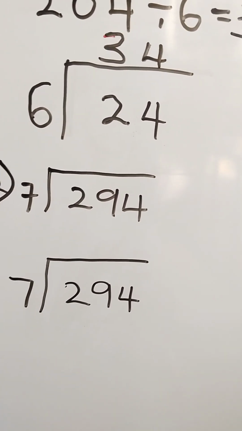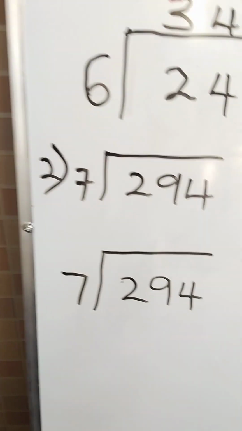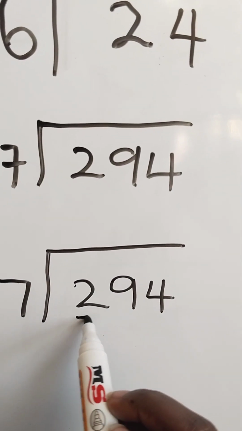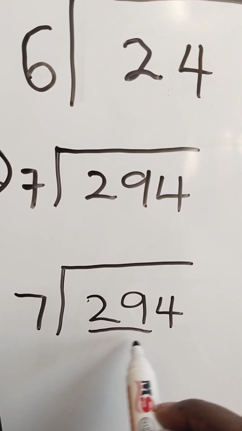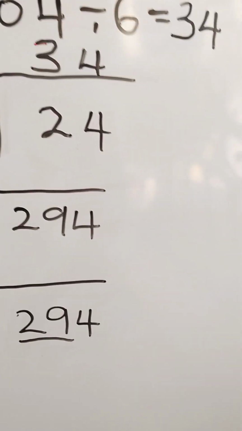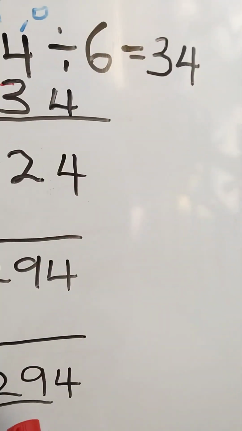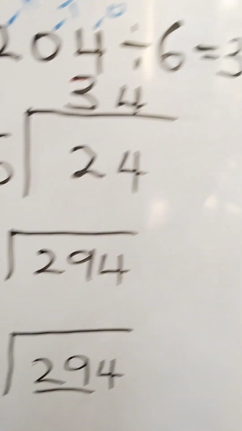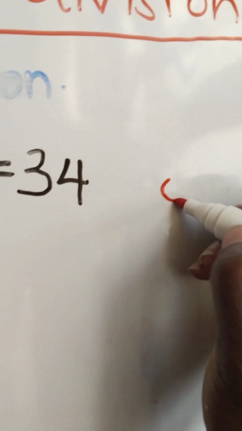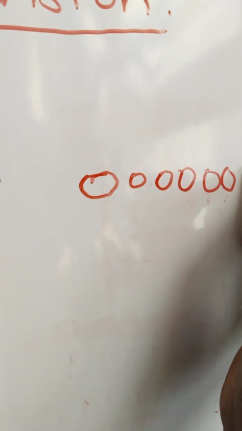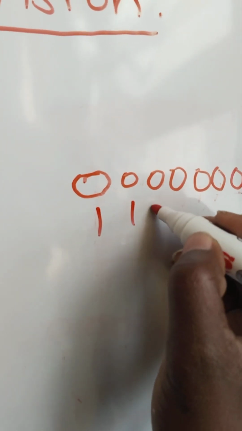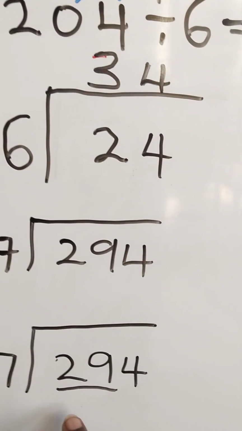Okay? So, what are we going to do first, kids? We said we always start with the first 2 digits. And we do our long division. So what are we going to do? 29 divided by 7. Okay, 7 balls. 1, 2, 3, 4, 5, 6, 7. And we need up to 29. When we reach 29, we stop.